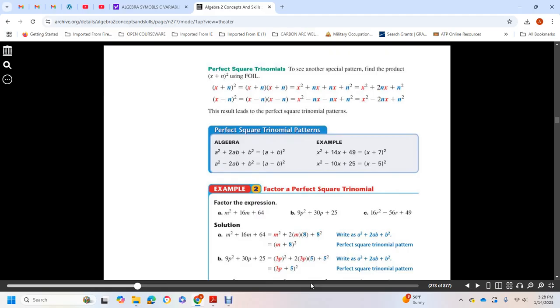These results are the perfect square trinomials. Algebra: a squared plus 2ab plus b squared equals a plus b squared. An example of that would be x squared plus 14x plus 49 equals x plus 7 squared. The perfect square trinomial pattern a squared minus 2ab plus b squared equals a minus b squared. Example: x squared minus 10x plus 25 equals x minus 5 squared.